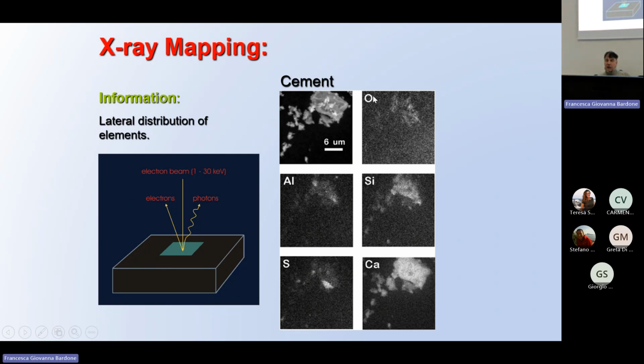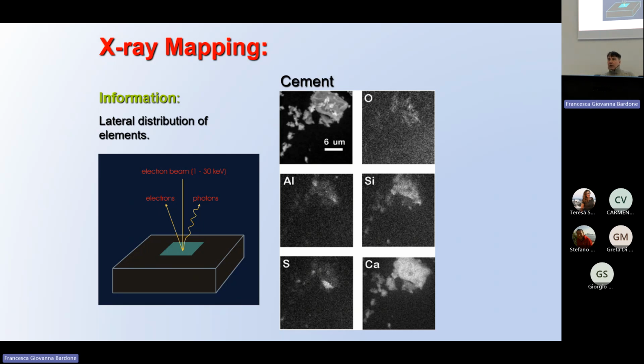So this is the signal of oxygen. And in this particle, I have the distribution of oxygen from this part here. This is a distribution of silicon. And in the particle, the silicon comes from this part. This is aluminum, sulfur, calcium, whatever. You can select whatever. This is just an example from a didactical point of view.